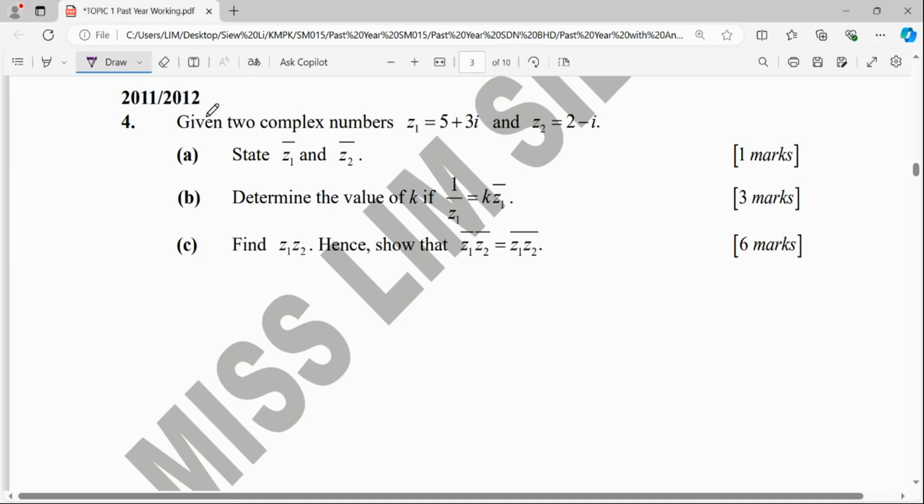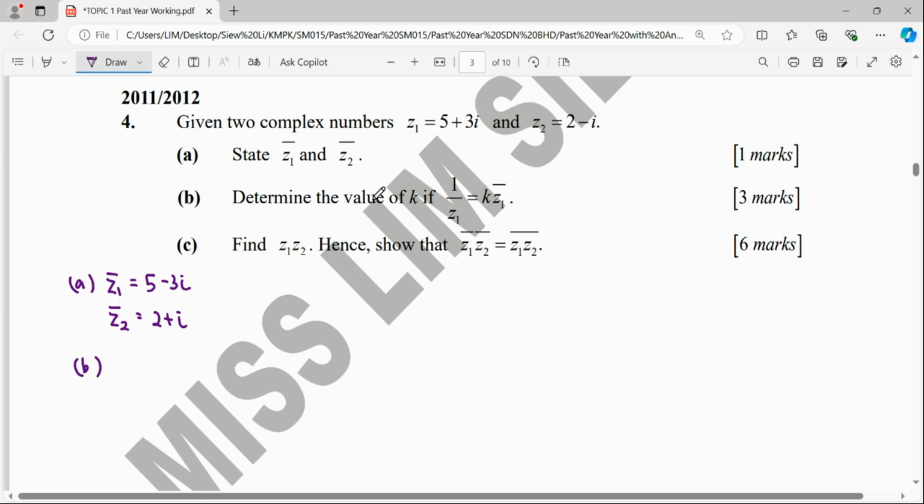For this question, given two complex numbers, z1 equals 5 plus 3i and z2 equals 2 minus i. For the first part, A, state the conjugate of z1. For the conjugate, we change the imaginary part from negative to positive, or from positive to negative. So for this positive 3i, the conjugate will become negative 3i. Meanwhile, the conjugate of complex number z2 will be 2 plus i.